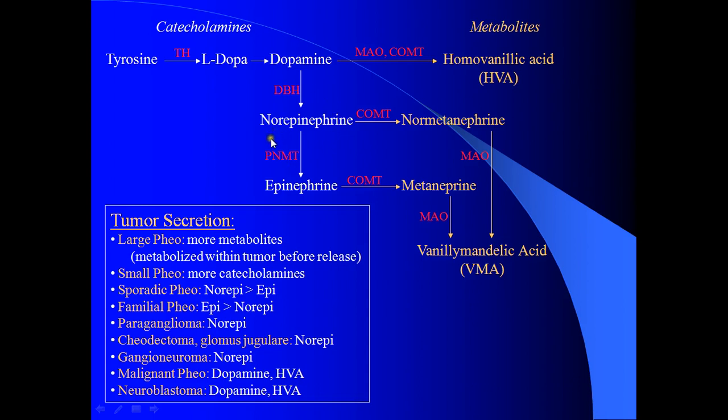The reason for having more norepi in paraganglioma, rather than in pheo, which is from the tumor of the adrenal gland, is that the PNMT enzyme is only present in adrenal glands. It's not present in the parasympathetic or sympathetic chains. So because this enzyme is not there, norepi is not converted to epinephrine, and that's why in paragangliomas you get norepinephrine.